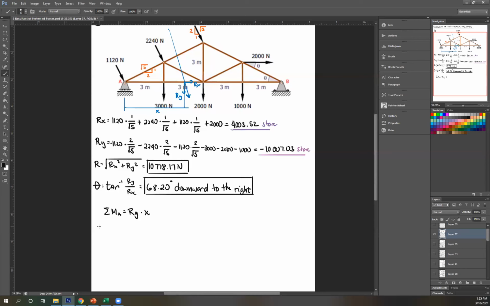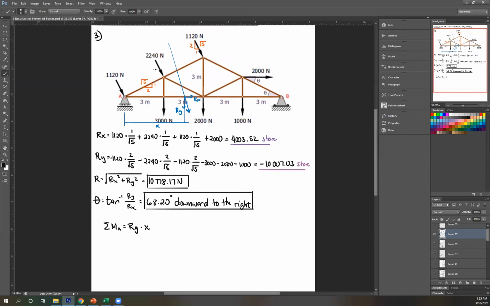Okay, so now let's solve. Summation of moment at A. Let's start with here, passes through A. So ignoring that, next, 2,240. We're solving that into components.